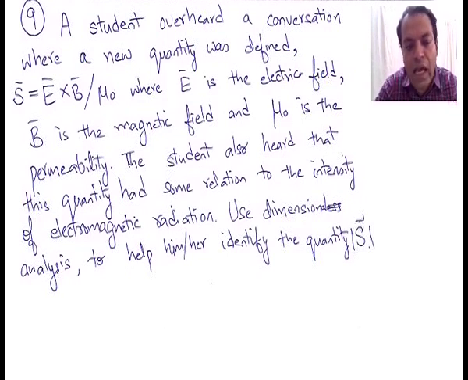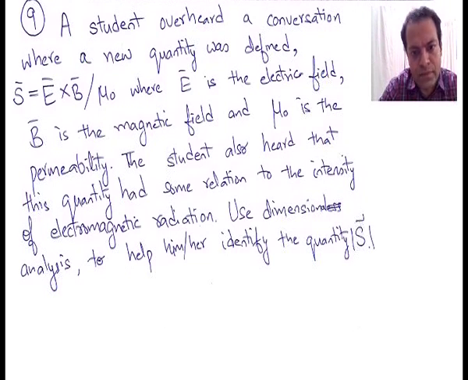As you know, electromagnetic radiation is associated with an electric field and a magnetic field, which are transverse to each other and also transverse to the direction of propagation. Therefore, E cross B will not be 0. In fact, E cross B will be along the direction of propagation. Use dimensional analysis, the question says, to help the student identify what this quantity S is.